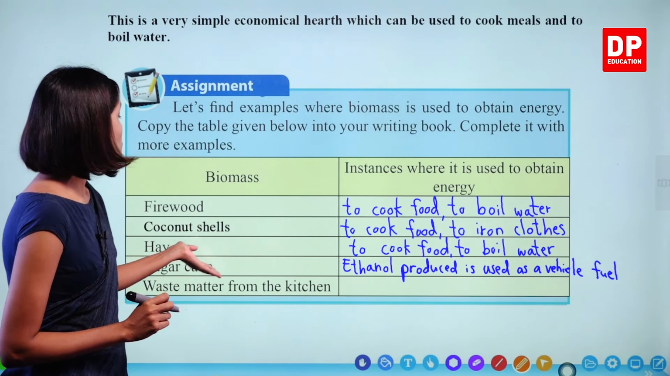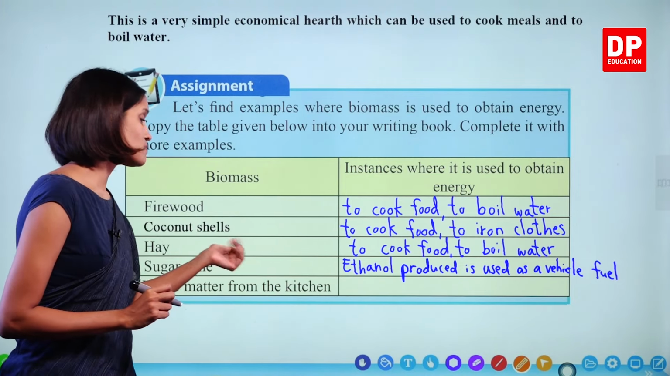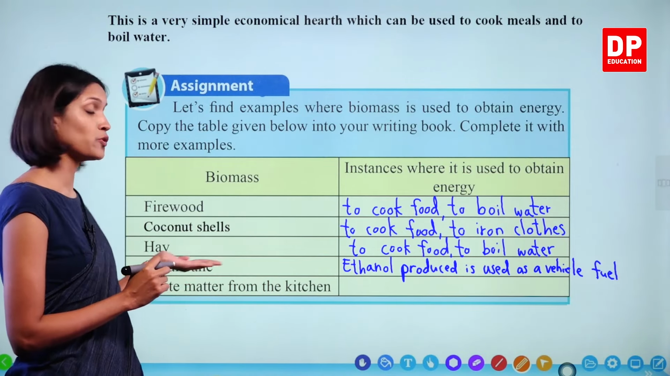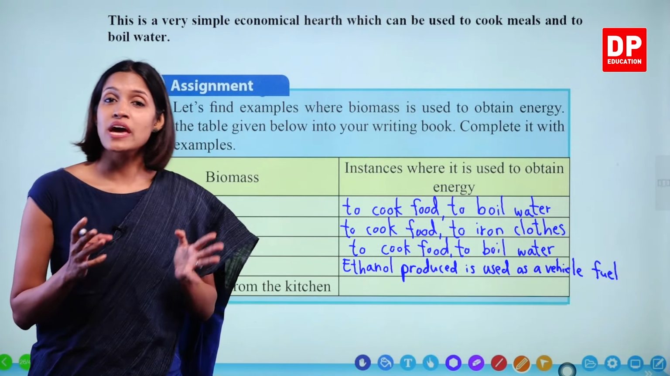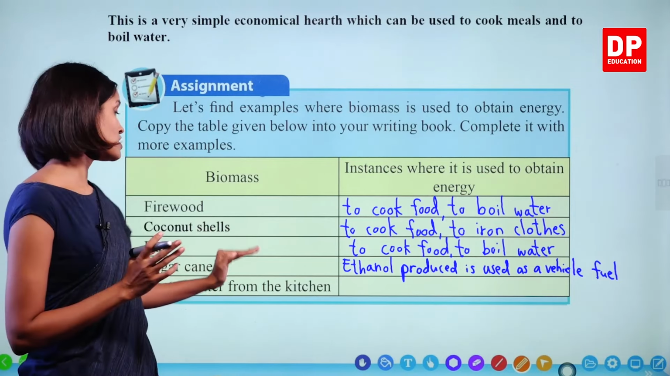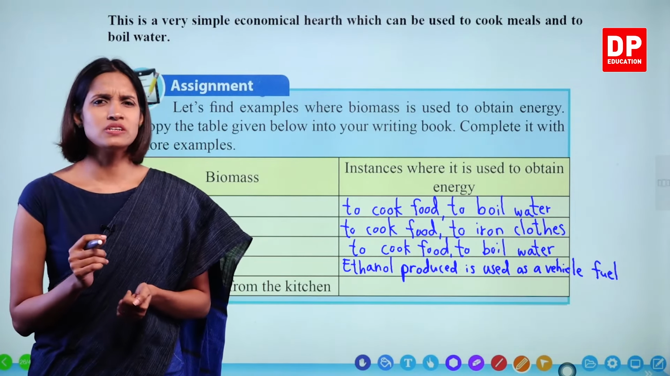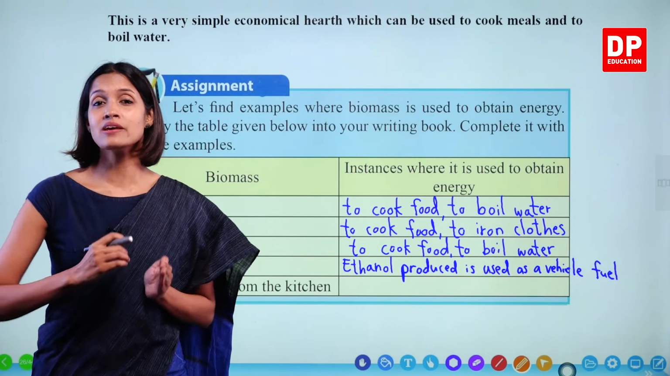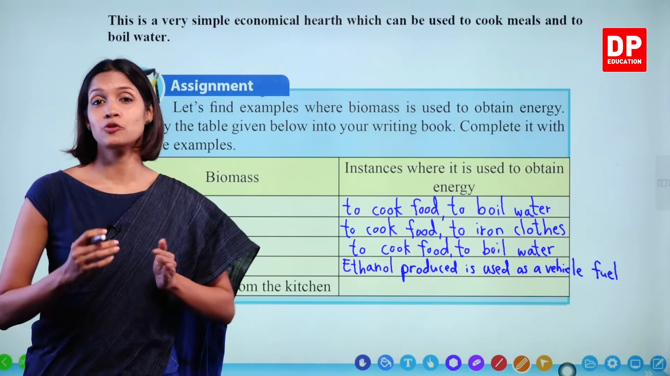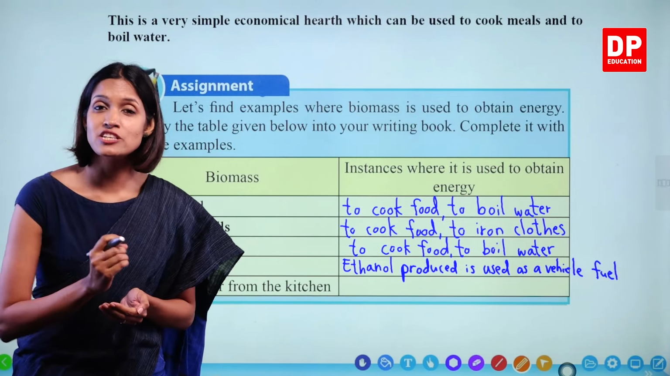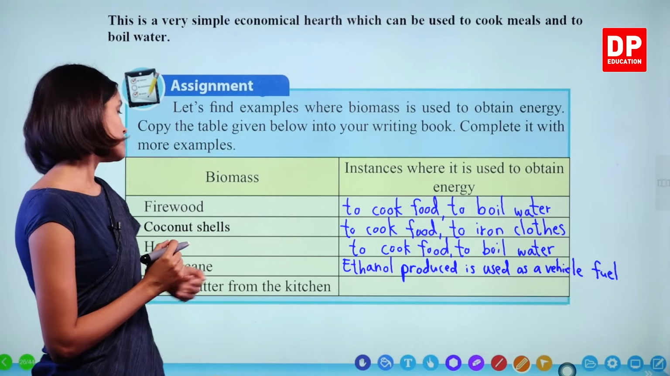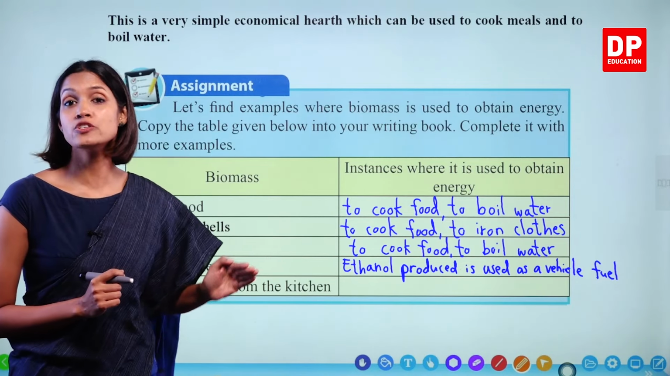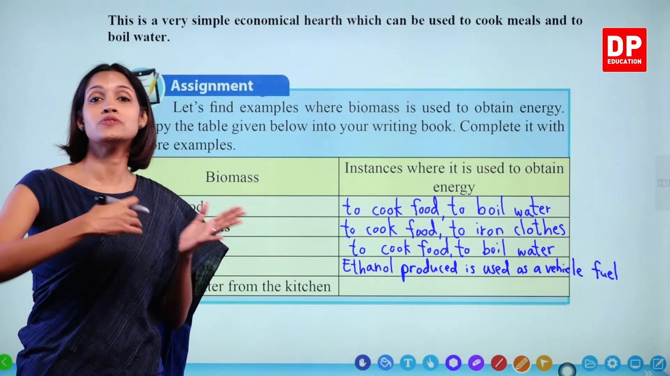Next one, waste matter from the kitchen. I told you kitchen waste matter and rotten vegetable can be used to produce biogas. Now these are coming under biomass, but a type of gas called biogas can be produced using this biomass. Okay, so remember children, in the upper grades you are going to learn more things about this biogas. You will learn that the chemical substance present in biogas is known as methane. Okay children, or we can call it methane gas as well.